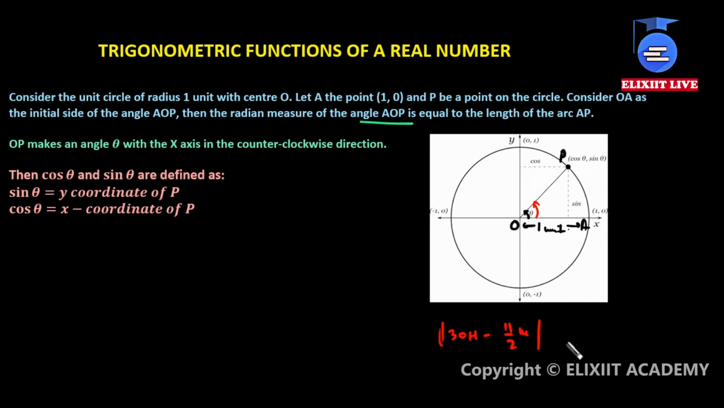To find out the angle between the hour hand and the minute hand, this is the shortcut way. The formula is 30 hours minus 11 by 2 minutes. Suppose it's 4:30, you replace h by 4 and m by 30, and you'll get the angle from there. So just simply calculate this, you'll get the angle. This is a shortcut way.